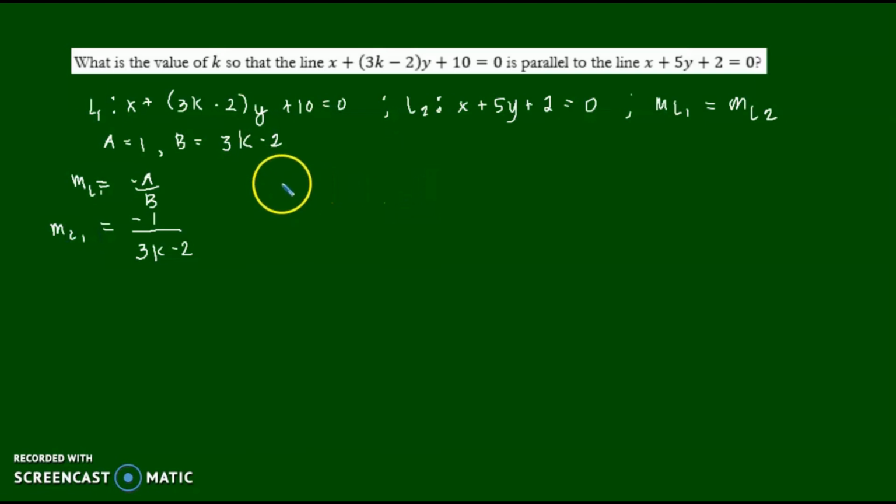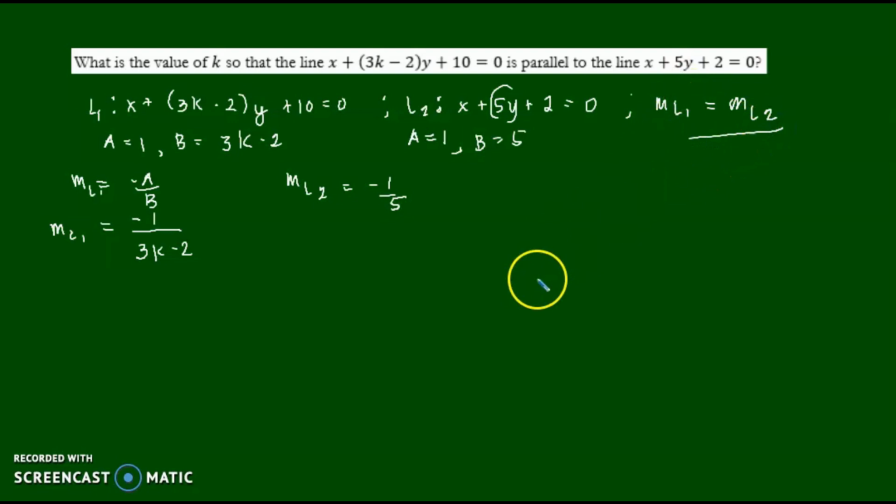Now, next, we need to find the slope of line 2. But first, let's identify the values of a and b. In this case, the value of a is also 1, and the value of b is 5. Therefore, the slope of line 2, using negative a over b, is equal to negative 1 over 5. Take note that the two lines are parallel, so the slope of line 1 is equal to the slope of line 2. Since the slope of line 2 is negative 1/5, the slope of line 1 is also negative 1/5.